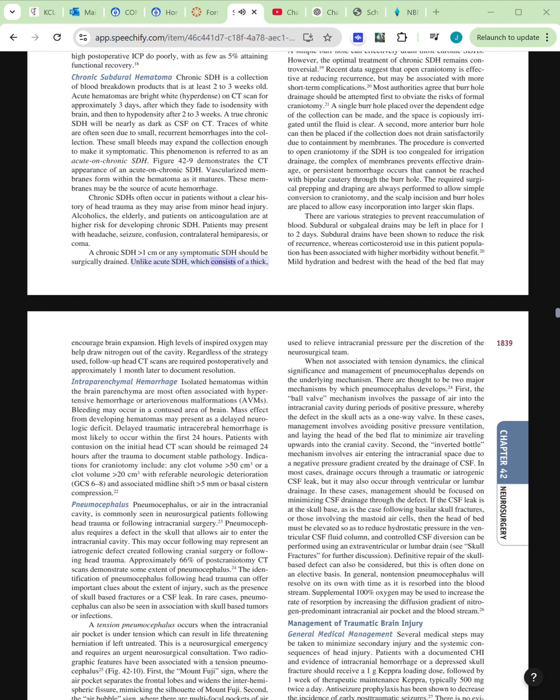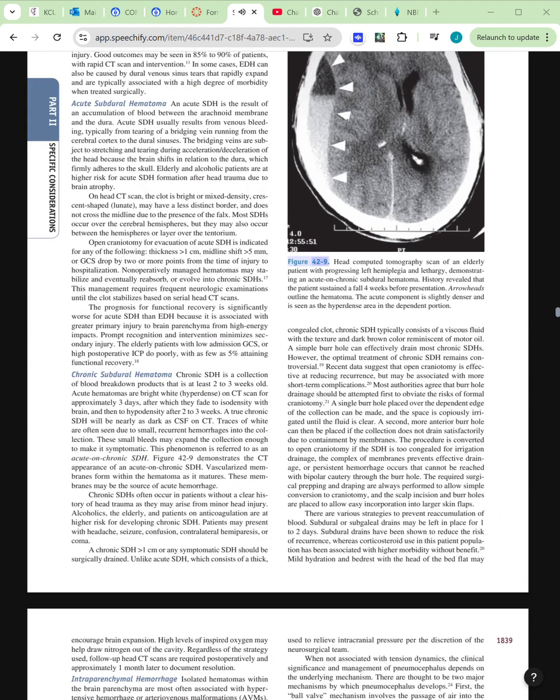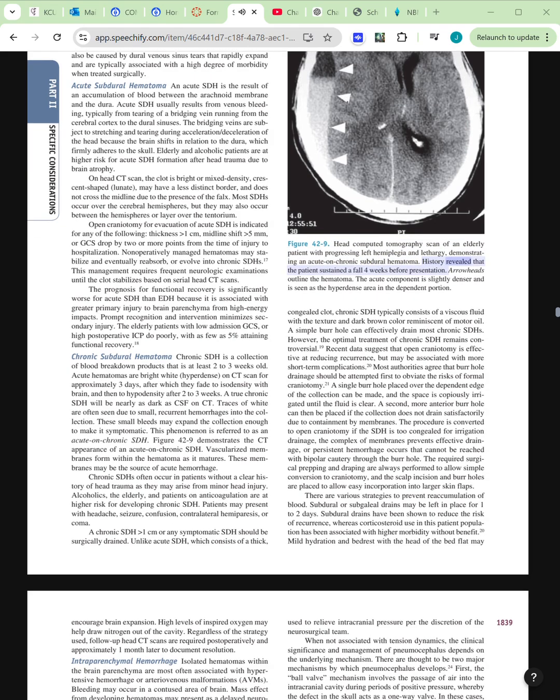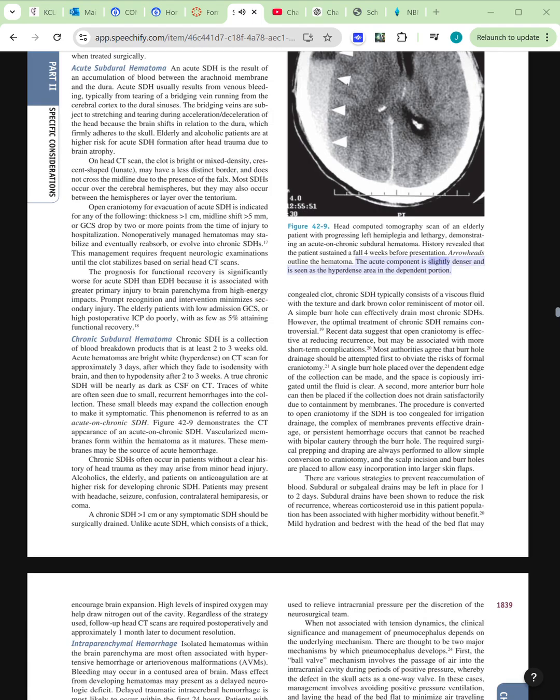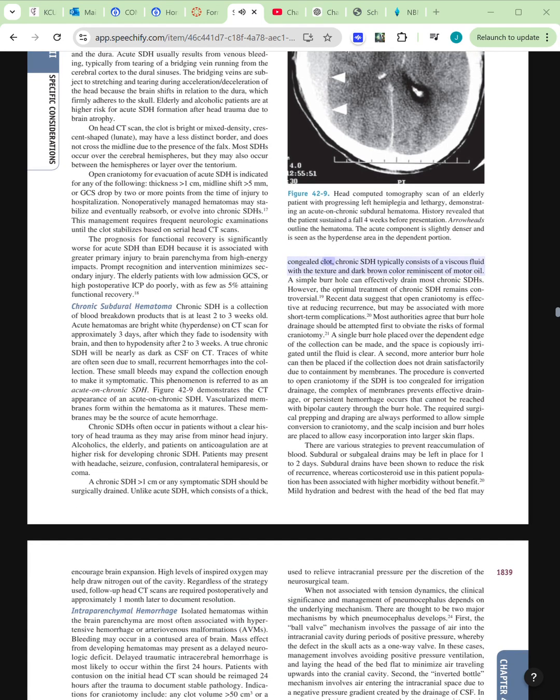Figure 42-9, head computed tomography scan of an elderly patient with progressing left hemiplegia and lethargy, demonstrating an acute on chronic subdural hematoma. History revealed that the patient sustained a fall 4 weeks before presentation. Arrowheads outline the hematoma. The acute component is slightly denser and is seen as the hyperdense area in the dependent portion.